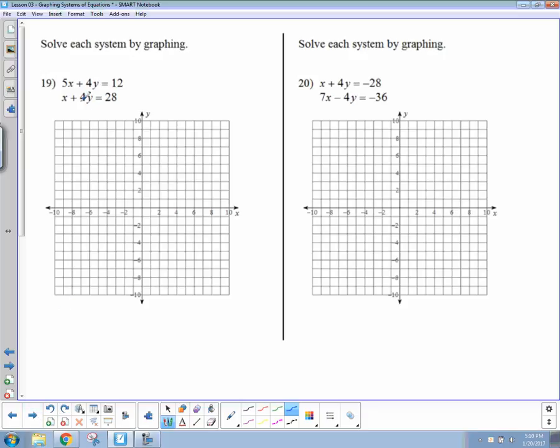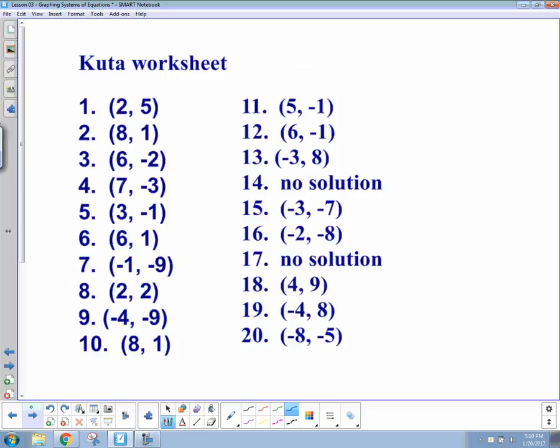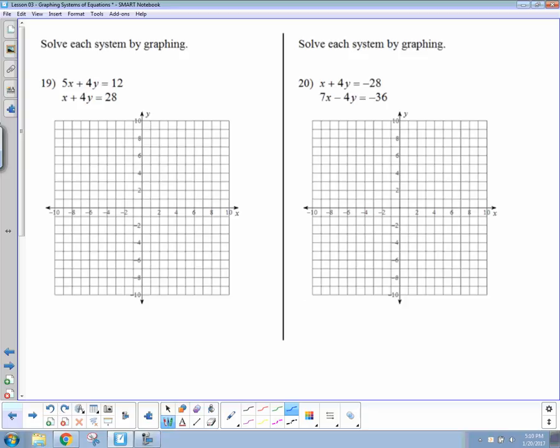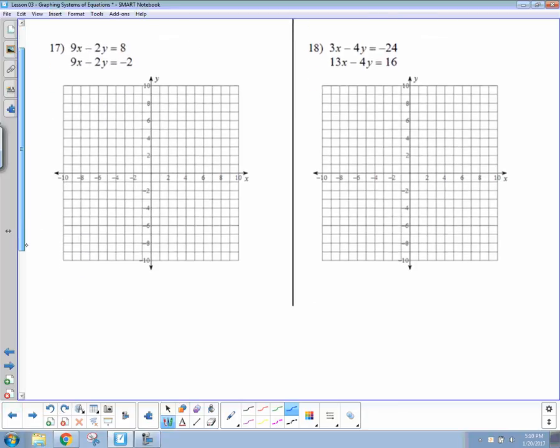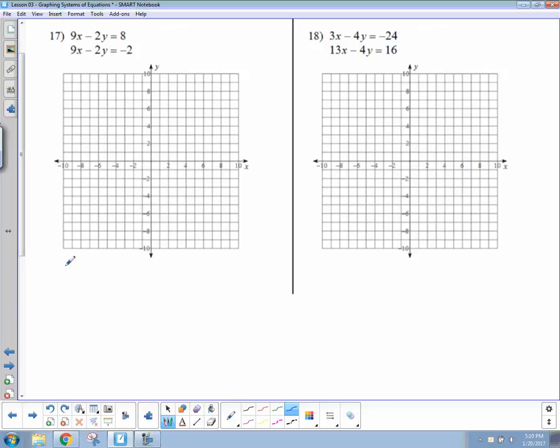Here's the answers for the worksheet. So if you want to pause the video and check, but I still want to do one more with you. Let's see here. Oh, let's do 17. 17 would probably be another no solution one. So let's check. 9x minus 2y equals 8. 9x minus 2y equals -2.